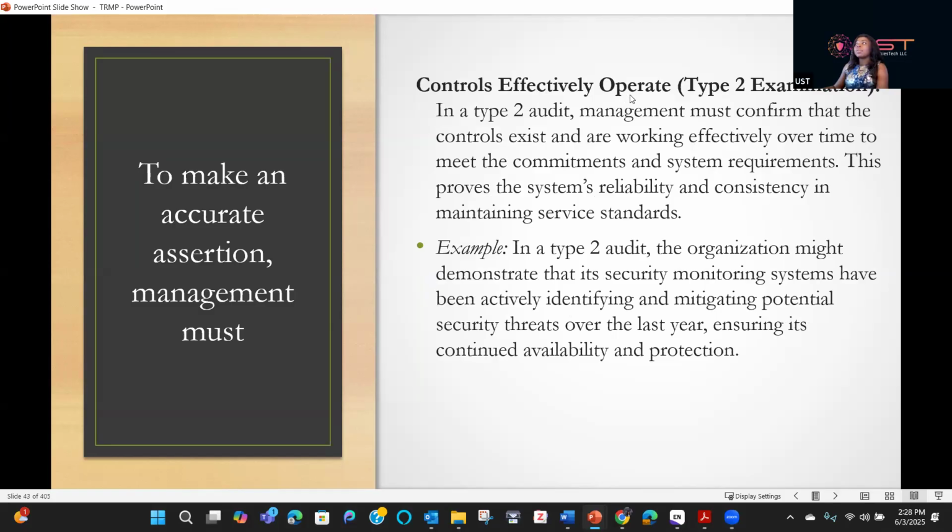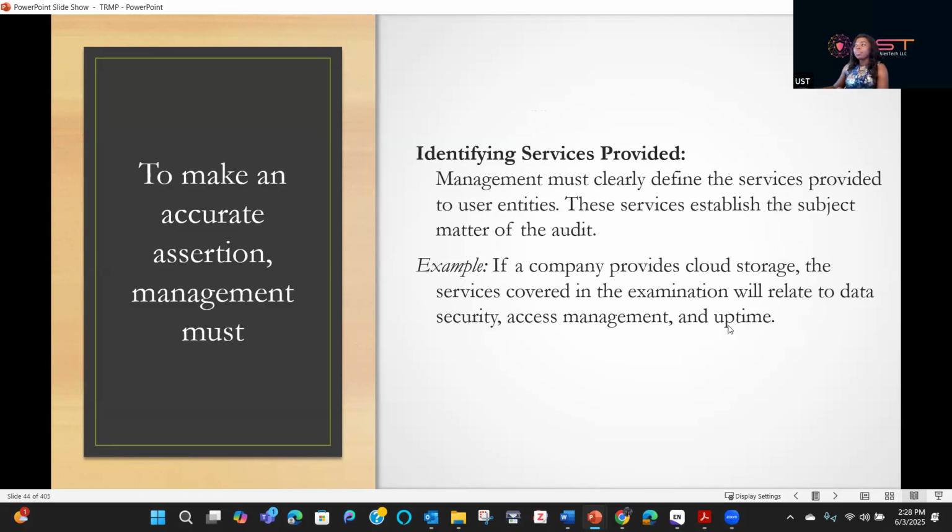And then controls effectively operate, that's type 2 examination. In a type 2 audit, management must confirm that the controls exist and are working effectively over time to meet the commitment and system requirements. This proves the system reliability and consistency in maintaining service standards. In a type 2 audit, the organization might demonstrate that its security monitoring system has been actively identifying and mitigating potential security threats over the last year, ensuring its continued availability as well as protection.